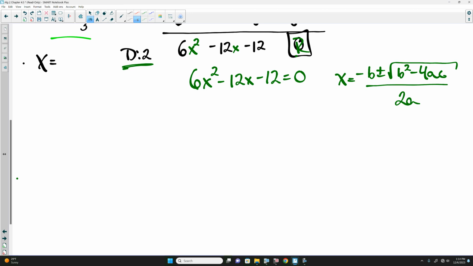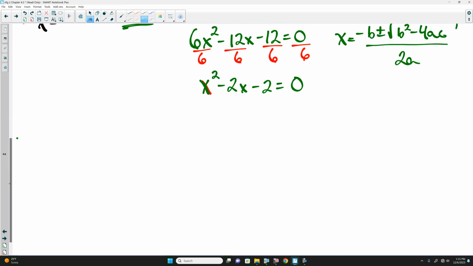Questions on this here? Is there a number that goes into 6x squared, 12x, and 12? There's 2 and 6, yes? If there's a number at this point, get rid of it. It's doing the quadratic formula with it being 6x squared, negative 12x, and negative 12. Makes the numbers a little bit clunkier to work with. Now we're going to plug it in to the quadratic formula.